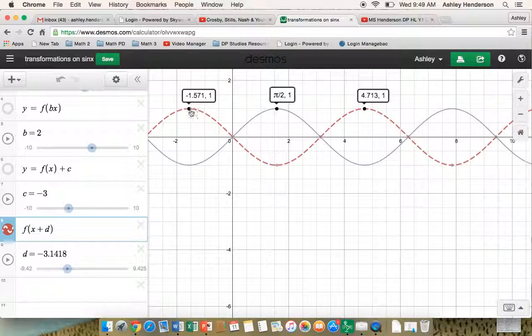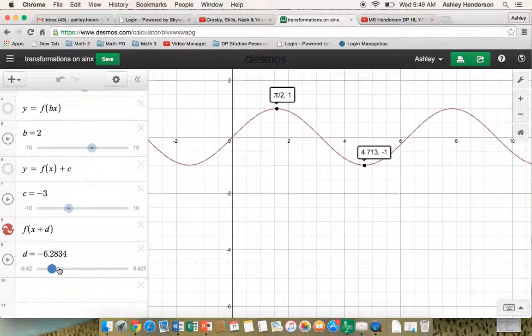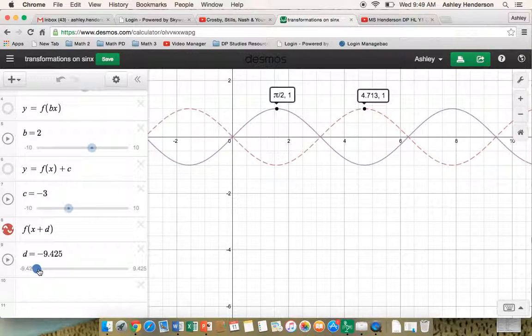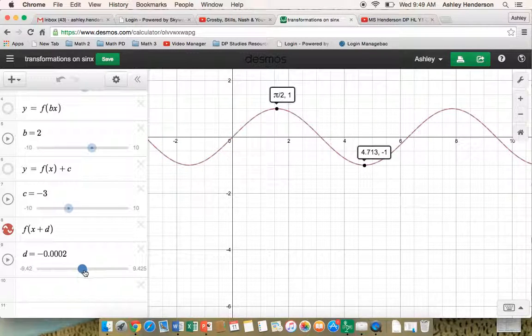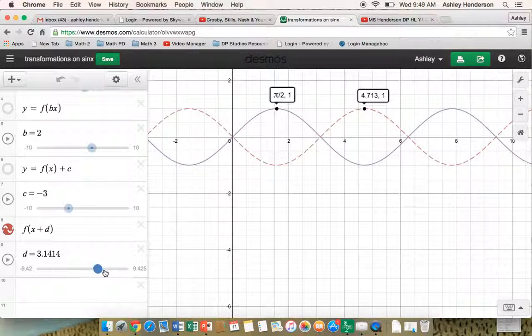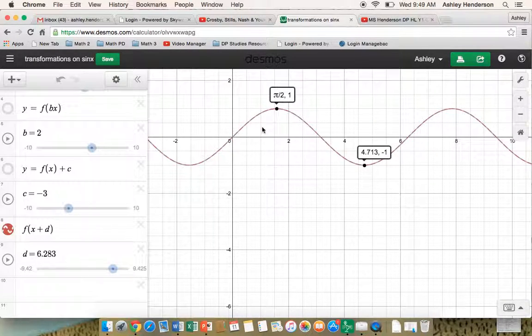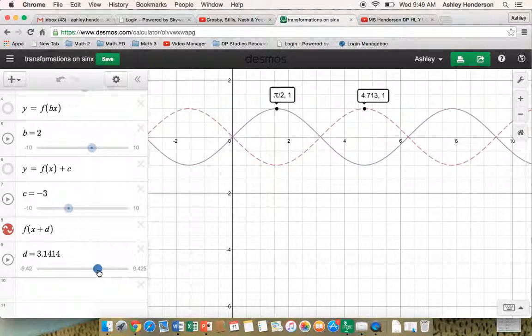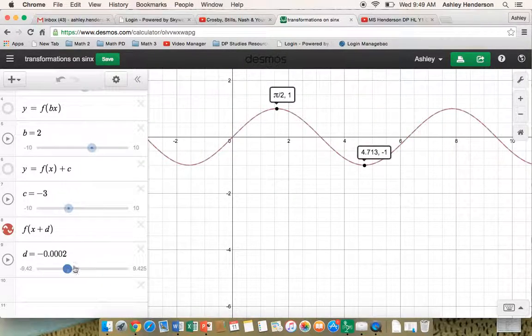There it is. Get rid of him. One more time. Moved over a little further. And then moved over a little further. Back on top of it. If I go 2 whole pies, then I'm just going to reline up with where I was initially. So you can see it as a shift 1 pie there, back on top, shift 1 pie there, and then back on top.